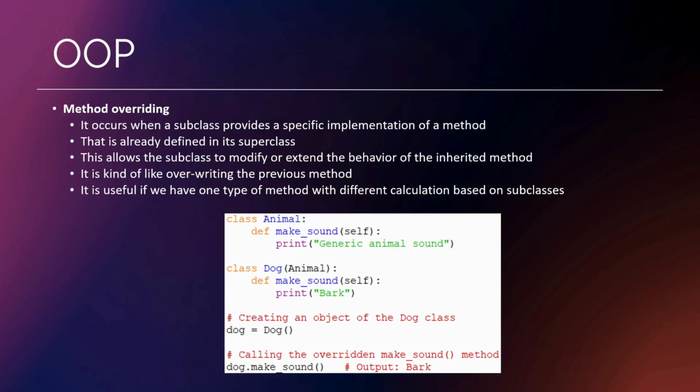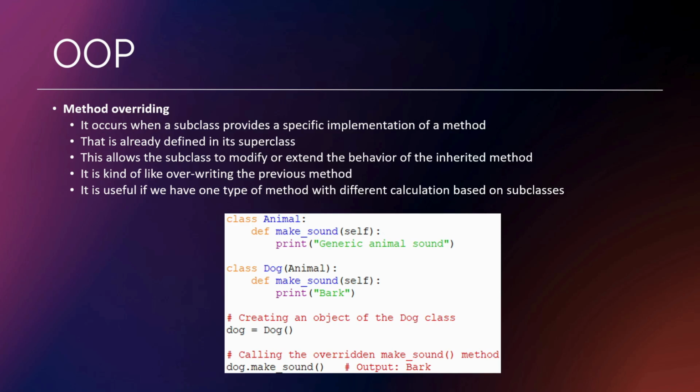The second one we have is method overriding. With method overriding, we overwrite the method in the child class. There is some method that is already defined in the parent class, but in the child class we want to do something different using the same method. Why do we want to use the same method? Because conceptually it is the same method.